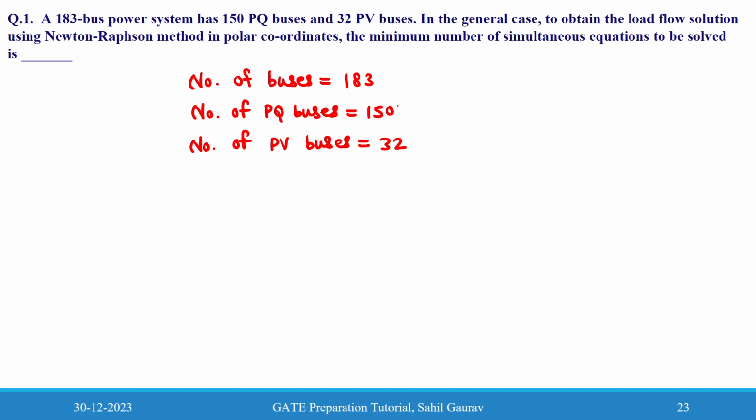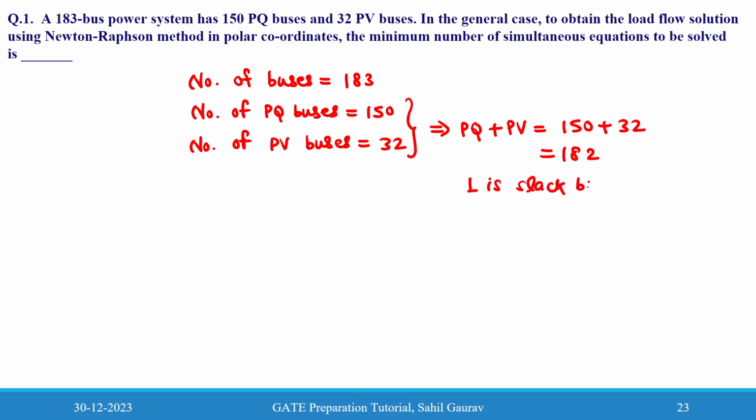So if you add this one, PQ plus PV, then it is coming as 150 plus 32, that is 182. That means in PV they have not included the slack bus. So one is slack bus, one is slack bus. That's why in PV bus there are 32 buses only.